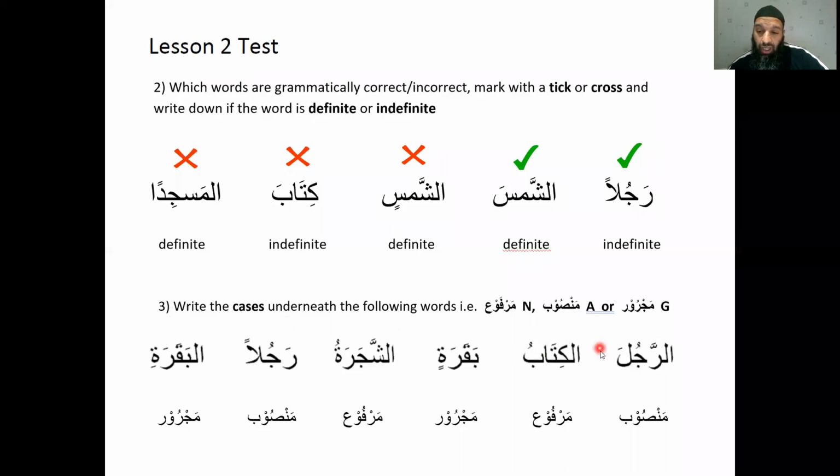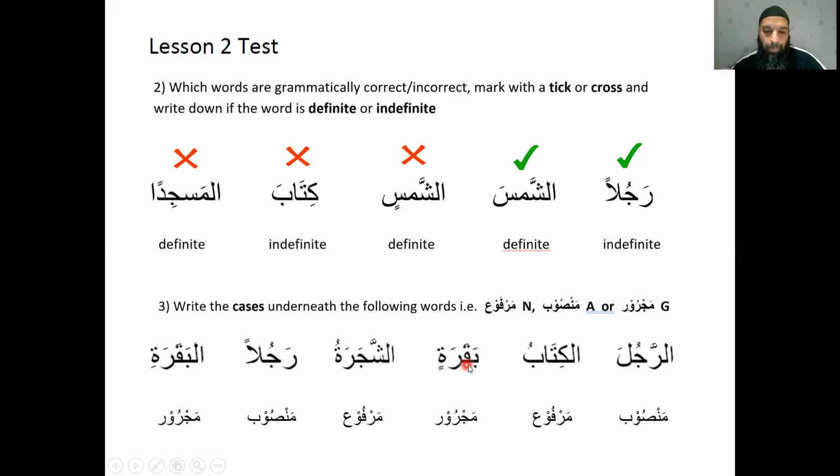Okay, so ar-rajula is mansub. I'm checking my comments to see if somebody's spotted a mistake. Nobody so far, that's good. So ar-rajula is mansub because the fatha at the end, the zabar at the end, makes this word mansub. Next one, al-kitabu is marfu because of the dhamma at the end. It makes it marfu. The pesh.